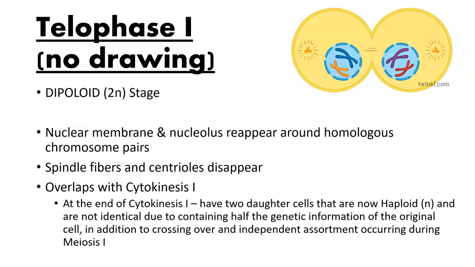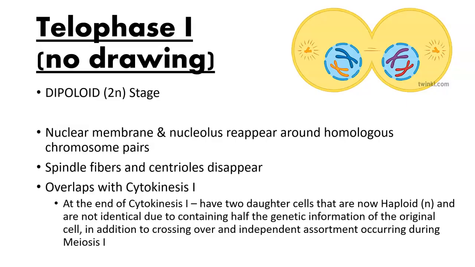And this will ultimately overlap with cytokinesis 1, which again also doesn't have a specific place to draw it. In cytokinesis 1, you're going to ultimately split the cell down the center. That cleavage furrow that you're seeing here is going to separate. You're going to have 2 distinct separate cells, and at that point, you no longer have homologous chromosomes in the same cell. As a result, by the end of meiosis 1, specifically by the end of cytokinesis 1, those cells are now haploid, and they are no longer identical.